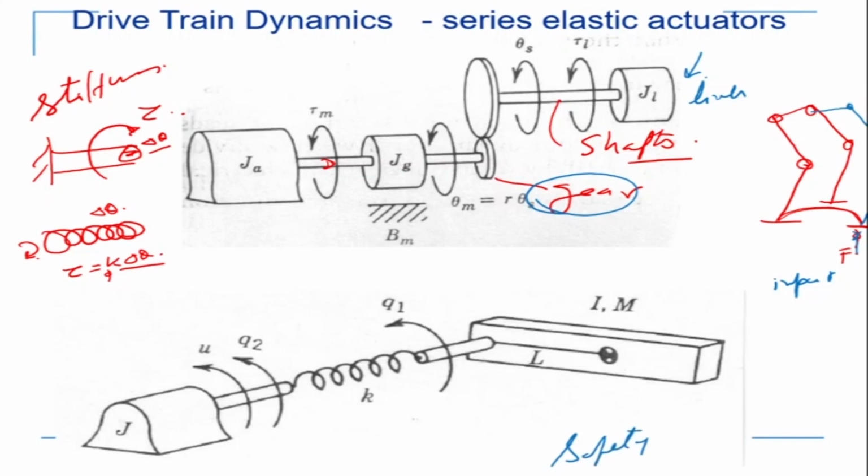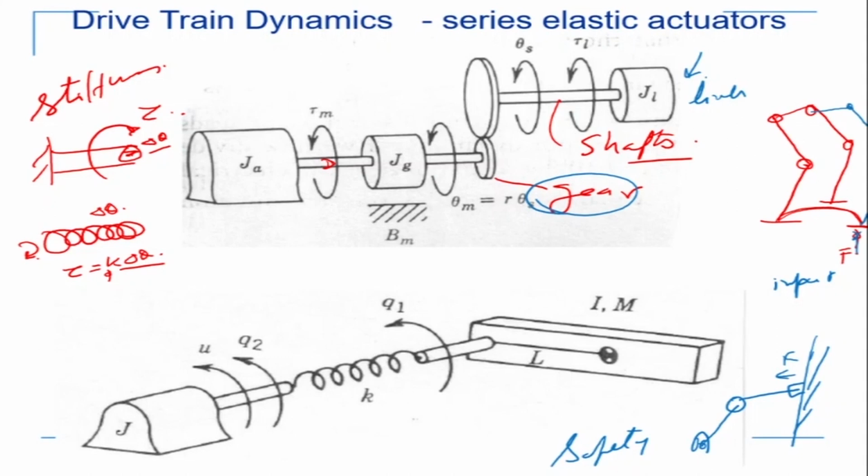Say for example I have a link like this and it's moving and there is a wall. This goes and hits that. That means there is a force which is coming onto the end effector. Again the same thing, there's an impact, a force which is coming, it will get transmitted onto the joint and can damage the joint.